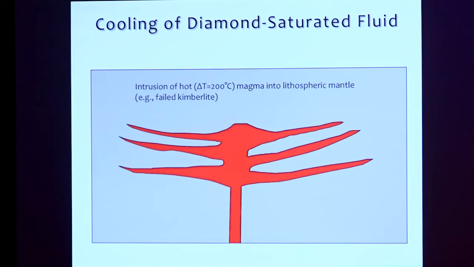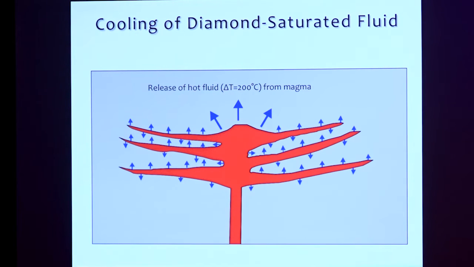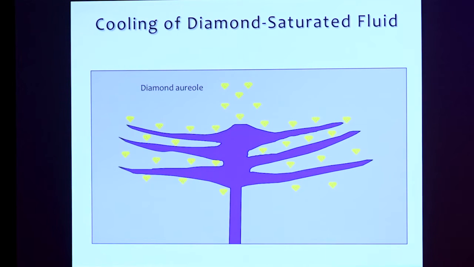And as soon as these intrusions begin to cool and crystallize, they will release fluid in the adjacent mantle wall rock. This fluid progresses into this cooler wall rock and will start to precipitate diamond. And by the time we have our whole intrusion being crystallized and cooled down to ambient temperature, we have created a halo of diamond around this intrusion, with the exact size depending on a whole bunch of parameters.